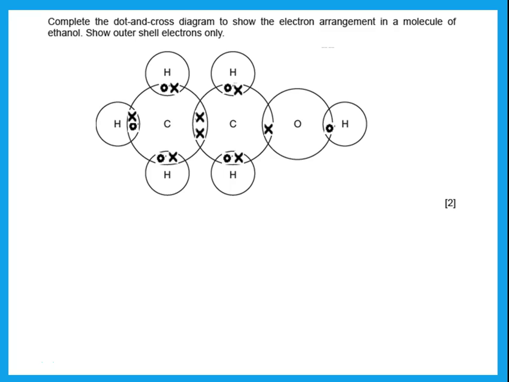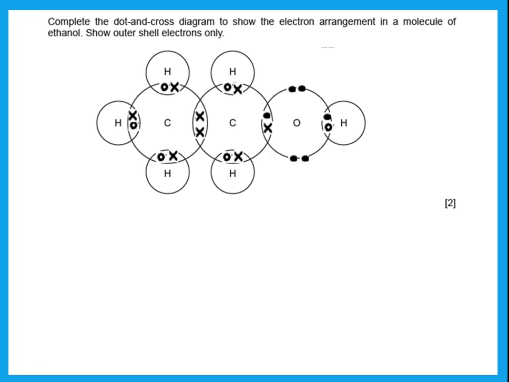Now the oxygen, have we finished like this? The oxygen has 6. And that means it's going to share 1 with the carbon, 1 with the hydrogen, and it still has the rest of the 6 that you need to put around the oxygen.